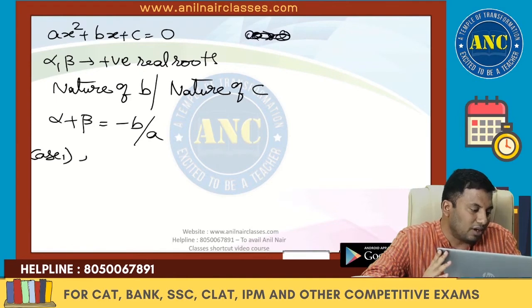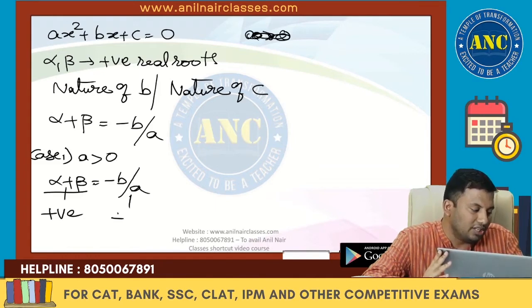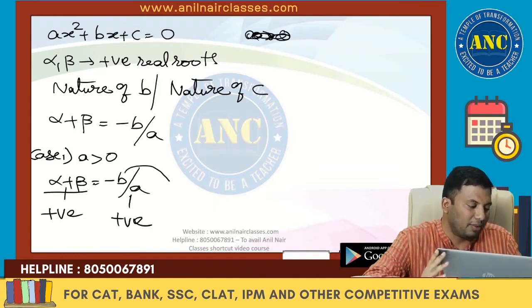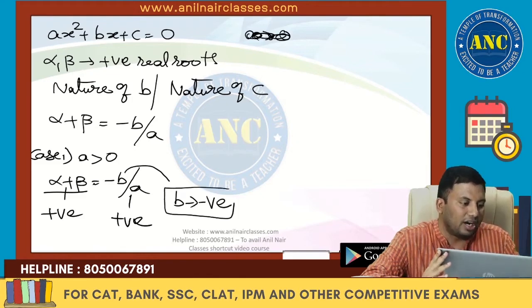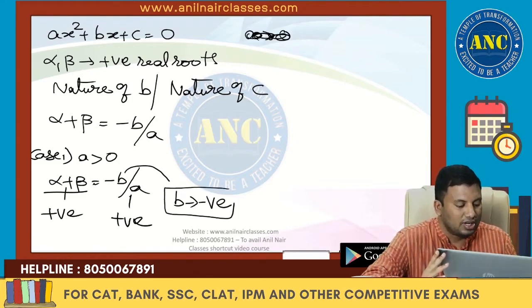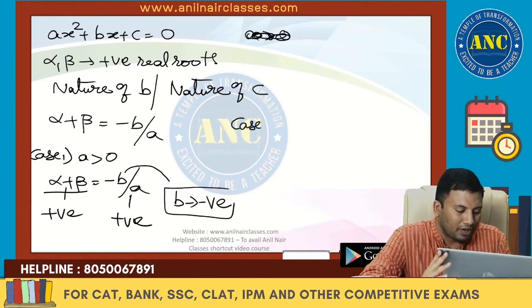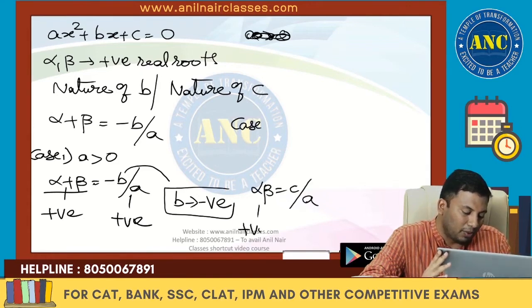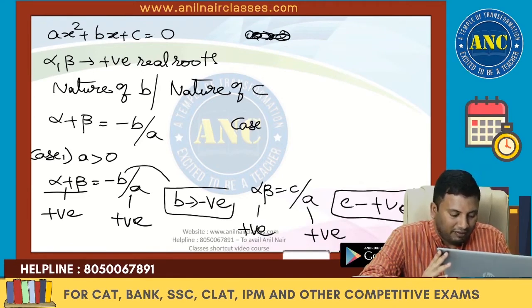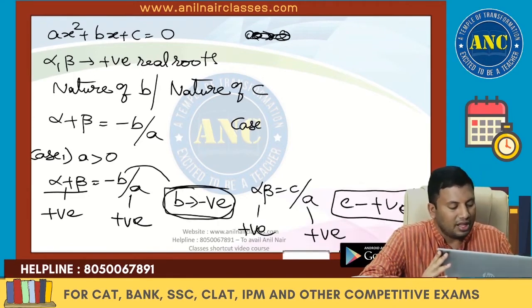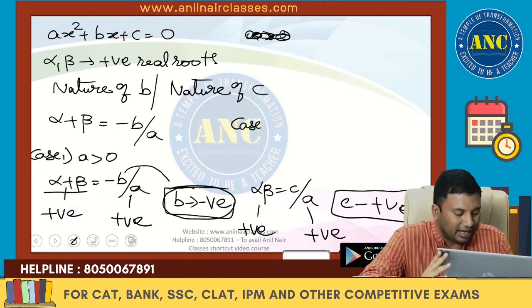Case 1. If a is greater than 0, alpha plus beta equivalent to minus b by a. This is positive, and this is nothing but negative. So what is the nature of b? If a is greater than 0 and alpha beta are positive real roots, b is negative. Case 2, in that one, same thing. Alpha beta equivalent to c by a. This is positive, a is positive, so c will be positive. So case 1, if a is greater than 0, b is negative and c will be greater than 0.